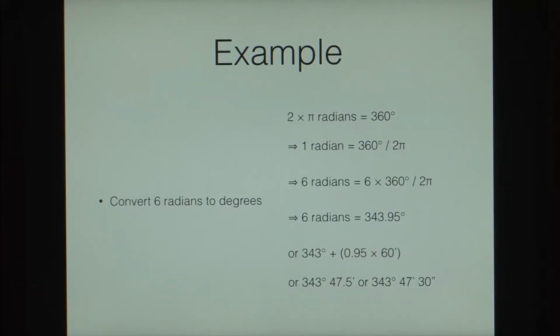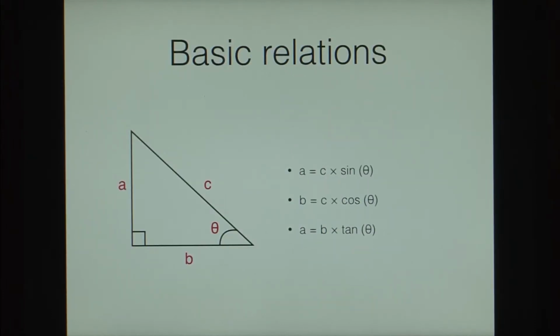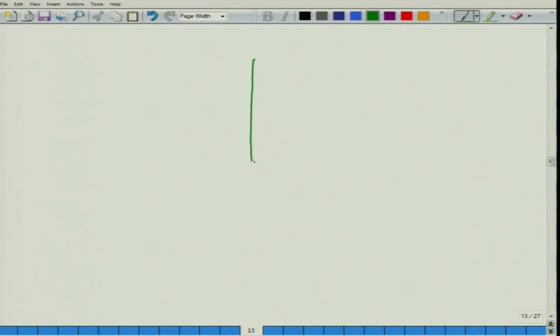So, now let us look at some basic relations of trigonometry. In the case of trigonometry we start with a right angled triangle.